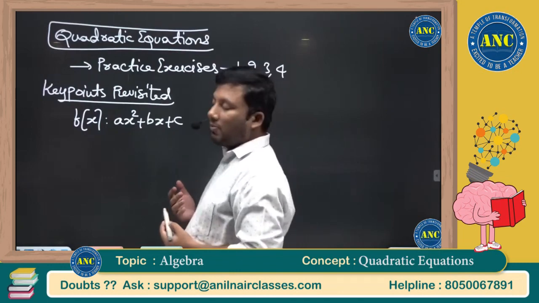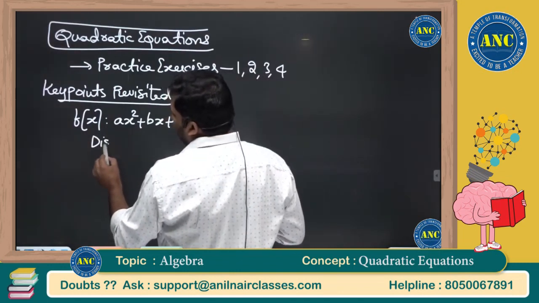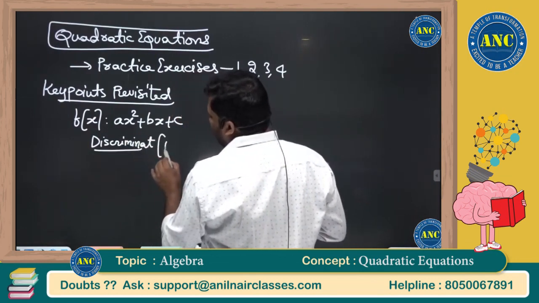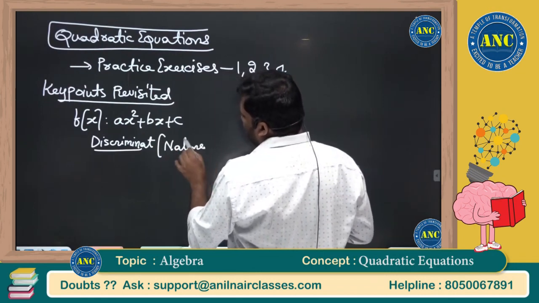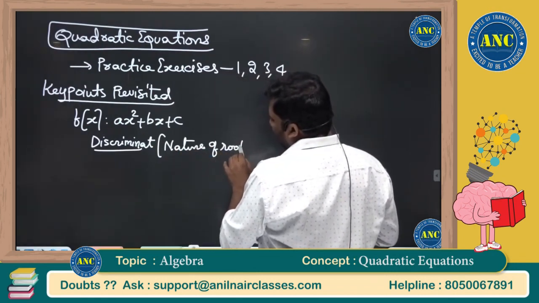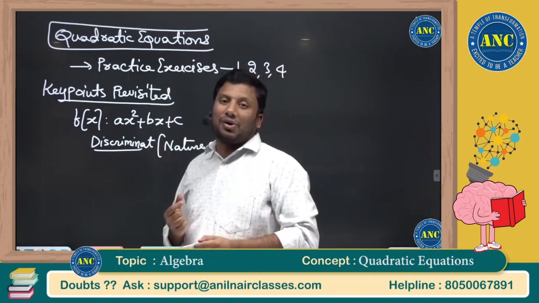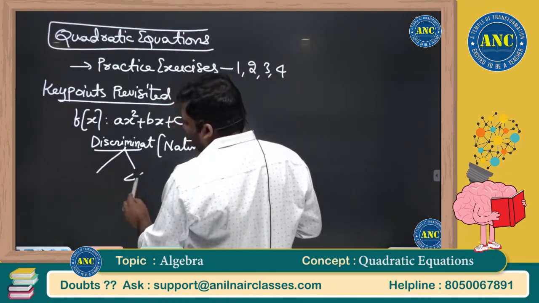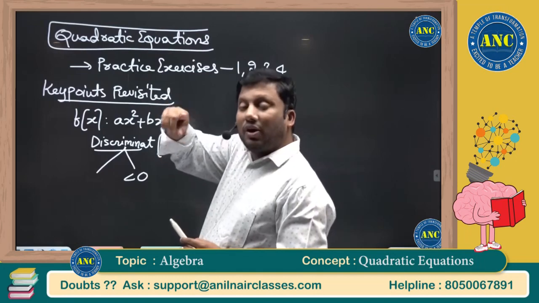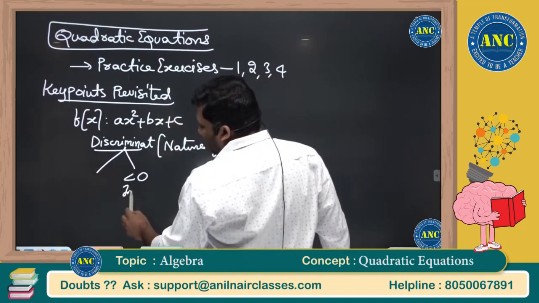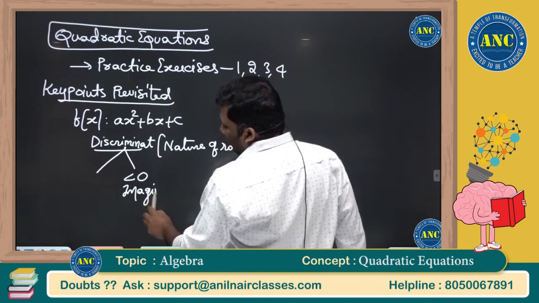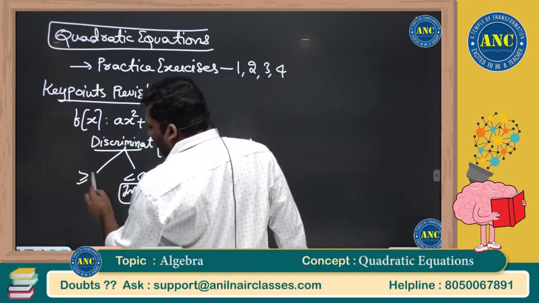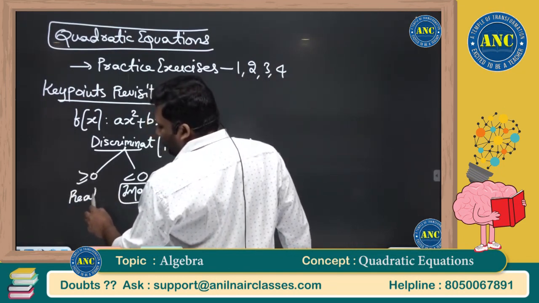How do we find out the nature of the roots? That is given by the discriminant. The discriminant will help us find out whether this equation has a real root or an imaginary root. If the discriminant is less than 0, the curve will not touch the axis. If it touches the axis, I would have got real roots. If it does not touch the axis, then the roots are imaginary. If it is greater than or equal to 0, then I will get real roots.